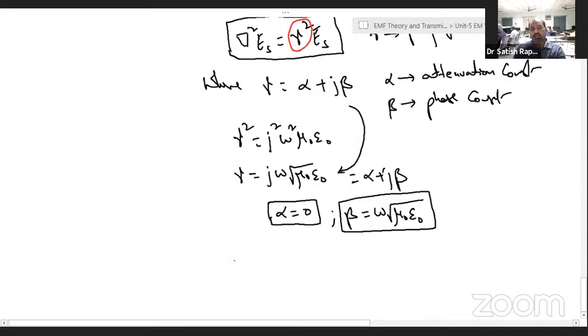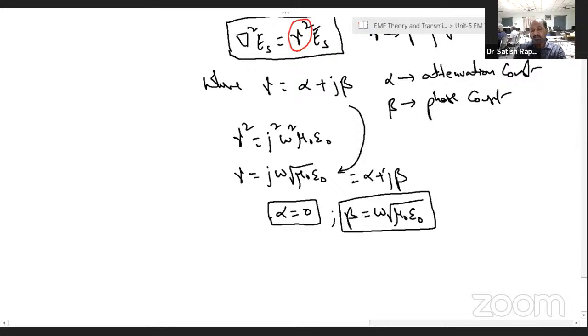Attenuation constant is 0 in the sense what? There is no attenuation. There are no losses in the amplitude. When the wave is propagating in free space, there will not be any losses in the amplitude. And the phase varies like this.